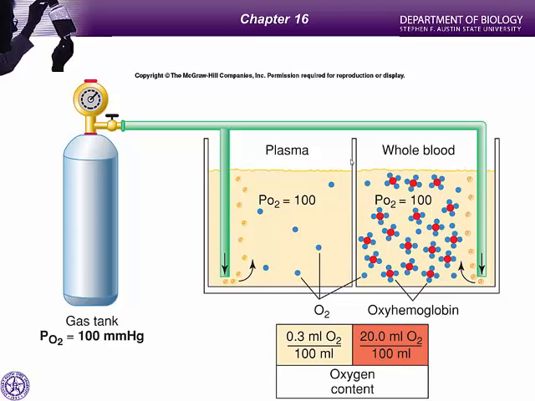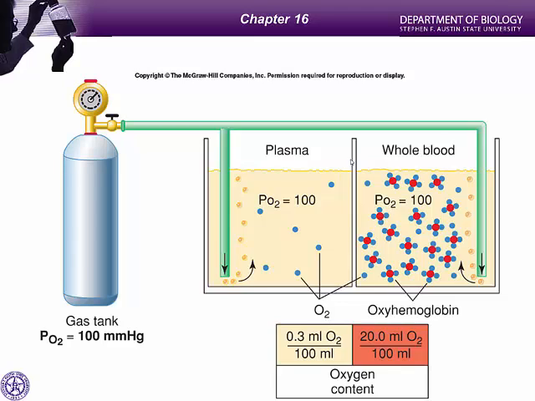Now we're just going to illustrate this point. We'll come back to this. But when you take those gases and you essentially dissolve those gases in a fluid, plasma, for instance, just bubbling our oxygen. In this case, our oxygen's at 100 millimeters of mercury. That's just in this gas tank, our air that we have here. When we bubble that in, we're going to see that we're going to dissolve about 0.3 mils of oxygen per 100 mils of plasma. That's going to be the oxygen content.